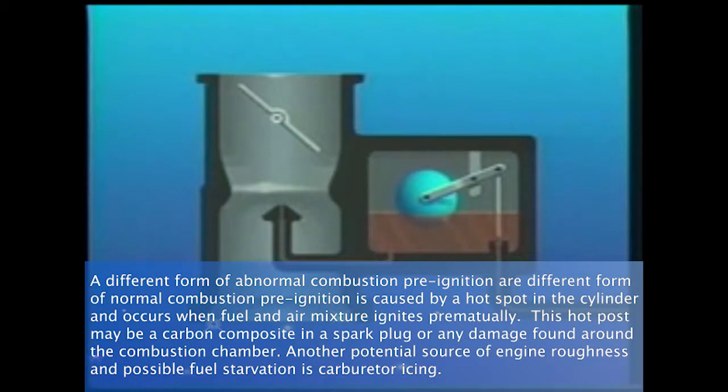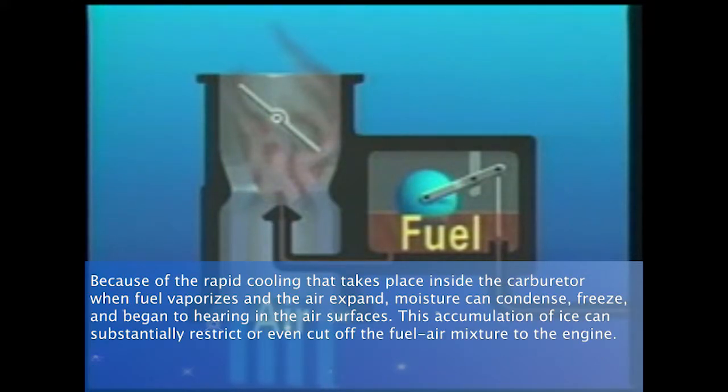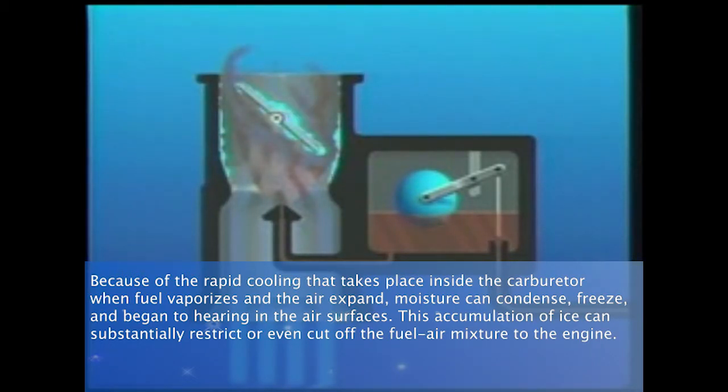Another potential source of engine roughness and possible fuel starvation is carburetor icing. Because of the rapid cooling that takes place inside the carburetor when fuel vaporizes and the air expands, moisture can condense, freeze, and begin adhering to the internal surfaces. This accumulation of ice can substantially restrict or even cut off the fuel-air mixture to the engine.